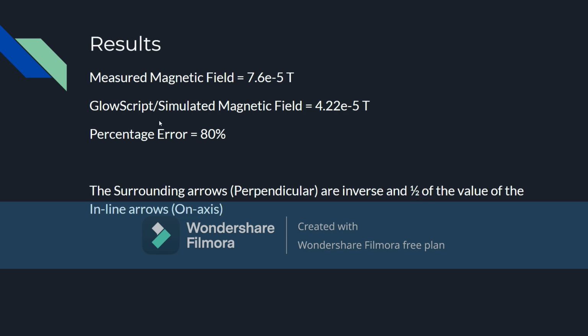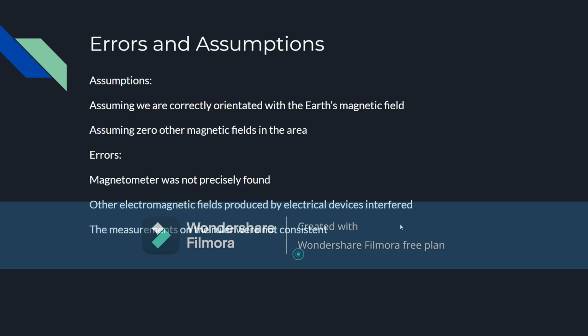Results. Measured magnetic field equals 7.6e-5 Tesla. GlowScript simulated magnetic field equals 4.22e-5 Tesla. This is a percentage error of 80%. The surrounding arrows perpendicular are inverse and half the value of the inline arrows on axis.